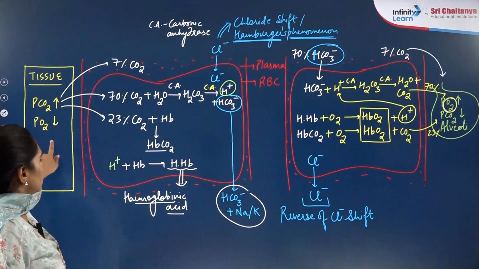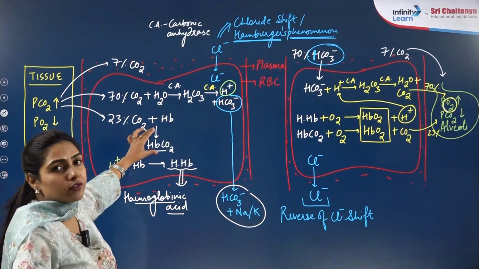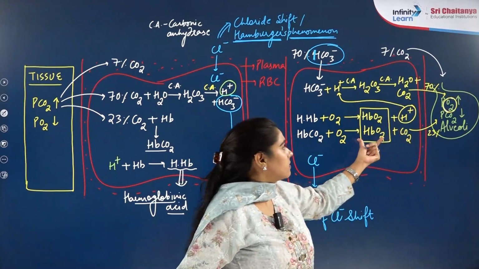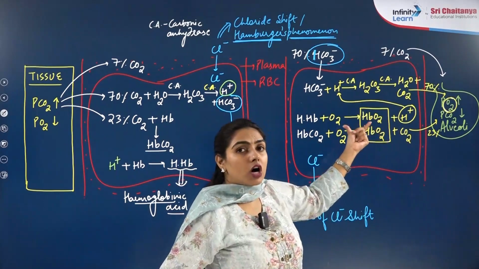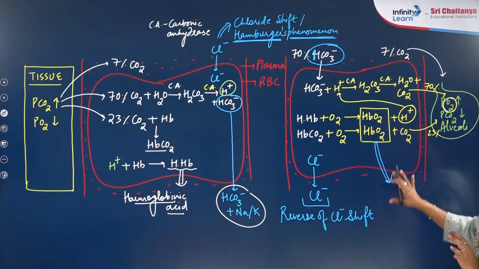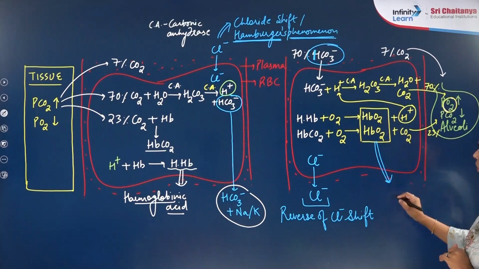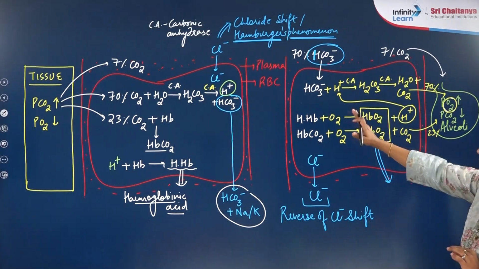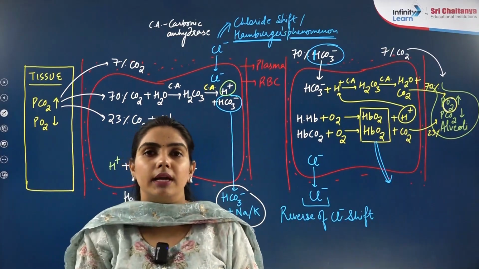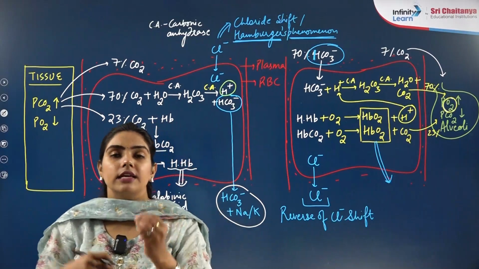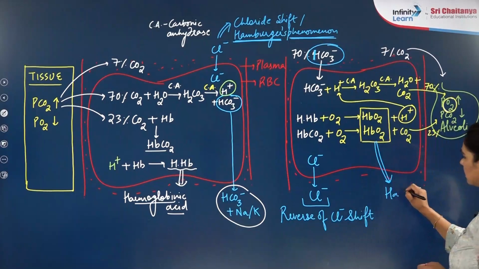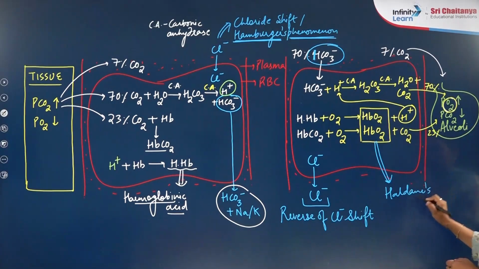Right? At the tissue level, you have seen the formation of carbaminohemoglobin, whereas at the alveolar level, you have seen the formation of oxyhemoglobin. This oxyhemoglobin plays a very important role. This oxyhemoglobin HbO2 plays a very important role in the removal of CO2 from the deoxygenated blood to the alveoli. And this effect has a name, that is known as Haldane's effect.